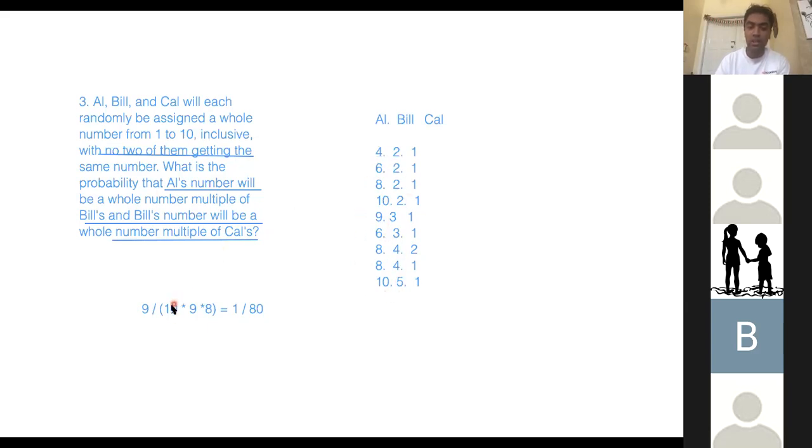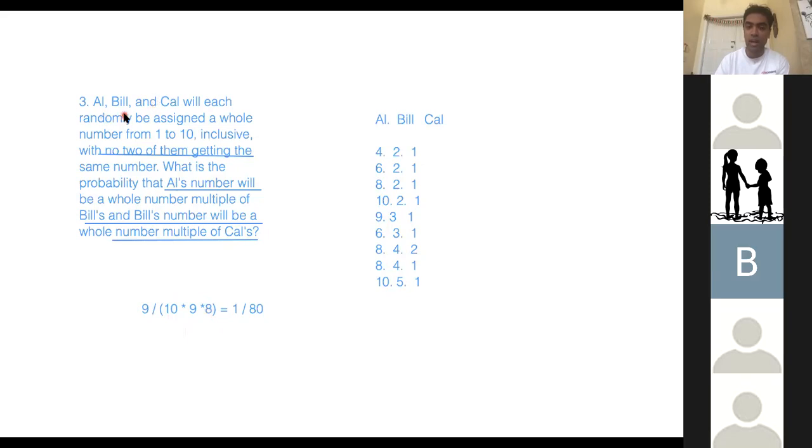And then counting the total number, Al has 10 choices for any of the numbers 1 to 10. Bill has 9 choices for everything except the one given to Al. And Cal has 8 choices except the ones given to Al and Bill. One thing to note here is that this is permutations and not combinations in the denominator, because for Al, Bill, and Cal, the order of the 3 numbers you pick matters. You want to pick the first number for Al, second for Bill, and third for Cal.